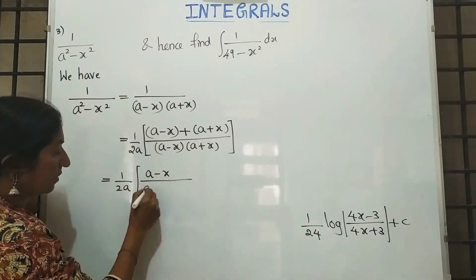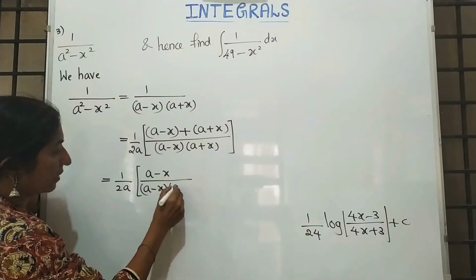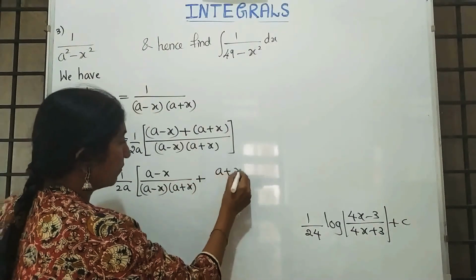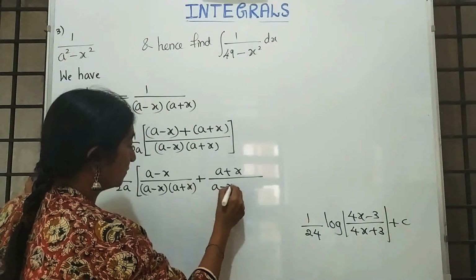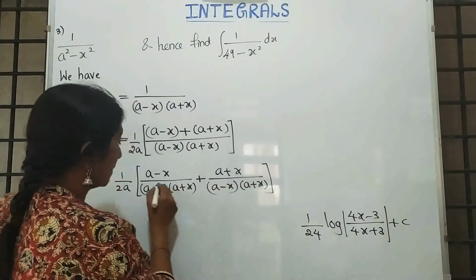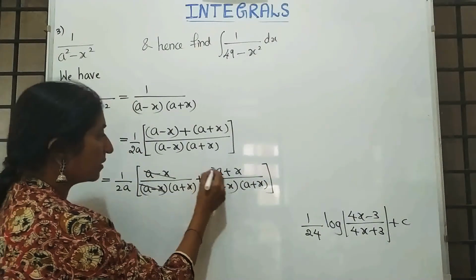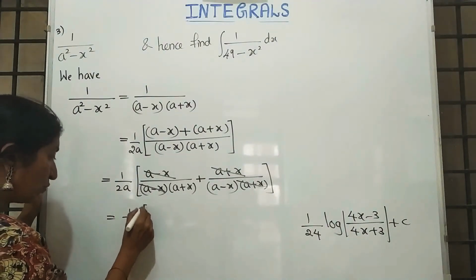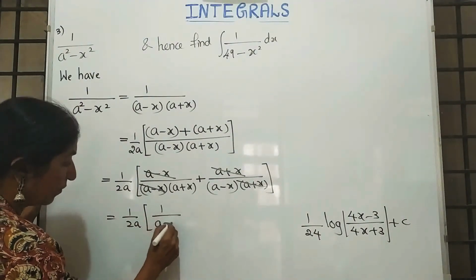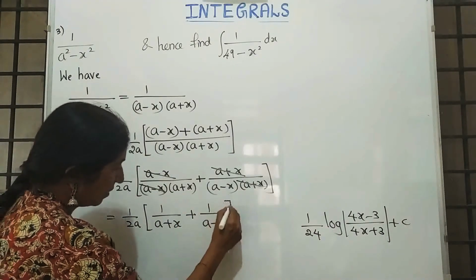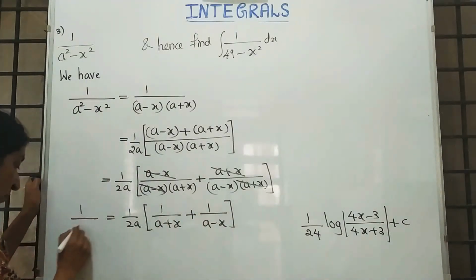a minus x into a plus x, plus a plus x upon, here a minus x and this a plus x get cancelled. 1 upon 2a, 1 upon a plus x plus 1 upon a minus x. This is 1 upon a square minus x square.